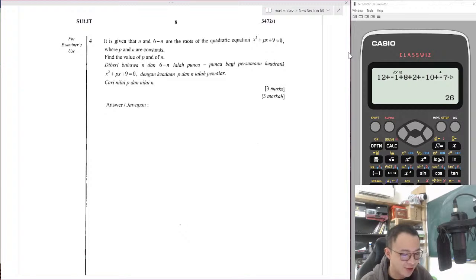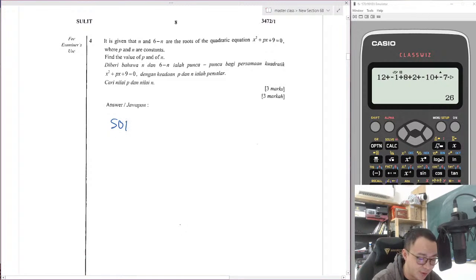Alright, so number 4 here is given that n and 6 minus n are the roots of the quadratic equation. Then they ask you to find p and n here. So what I want to do right now is form 2 equations. The easiest one for the root thing is I will form one equation by using the sum of roots, and then I will form another equation using the product of roots.